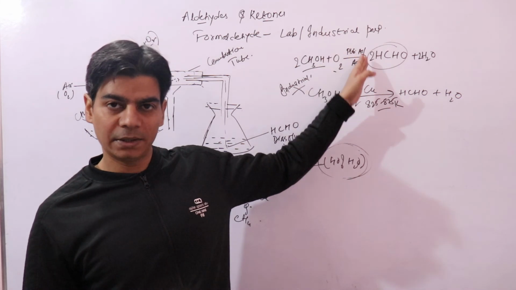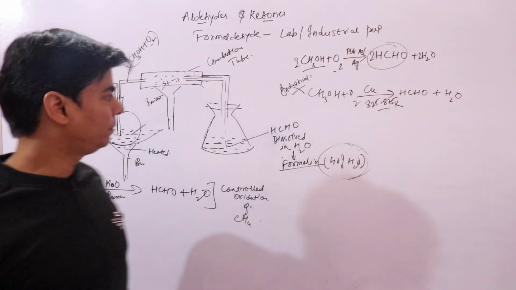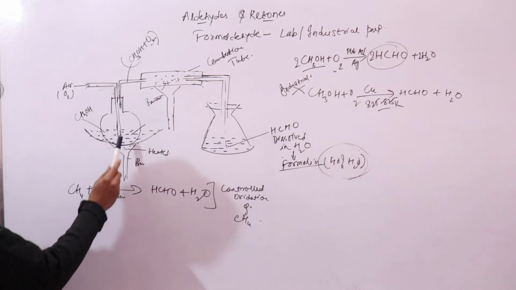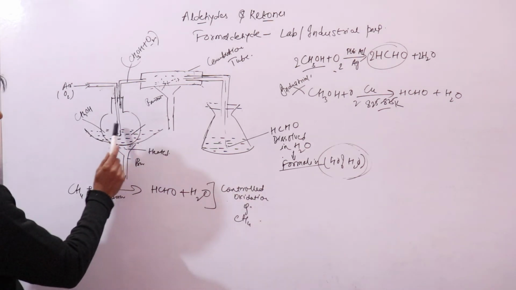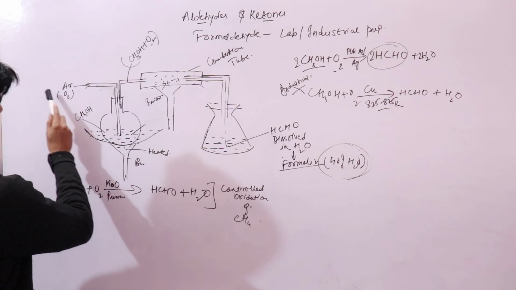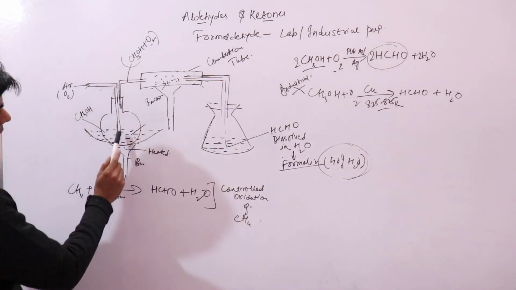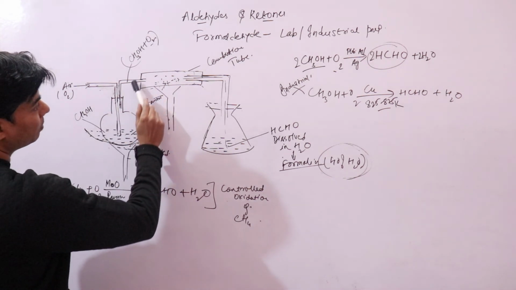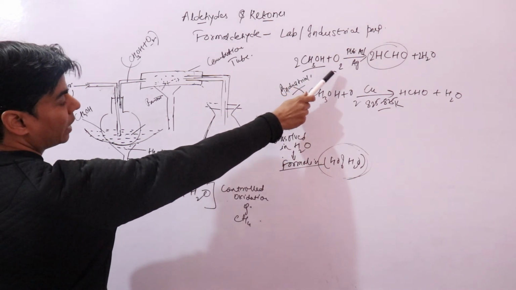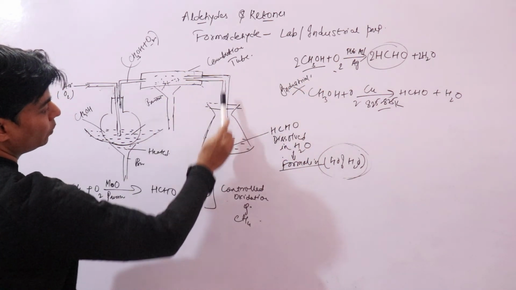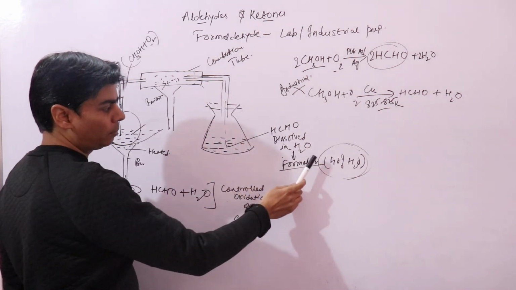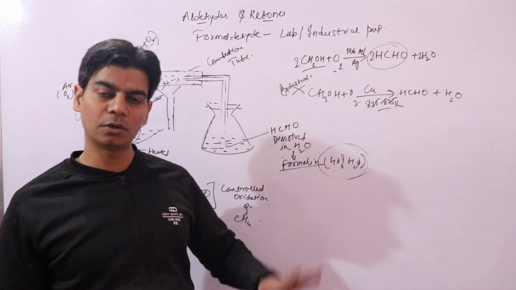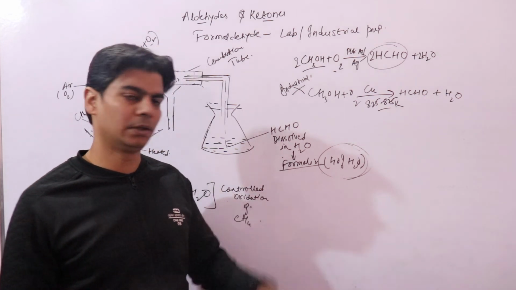In presence of platinized asbestos or silver. Just remember this setup. You have methanol here, which is heated to produce methanol vapors. Air is sucked in from outside via this pipe. When both methanol vapors and air pass into this combustion tube, they get oxidized via this equation to form formaldehyde, which gets dissolved in water here to form formalin. A 40% solution of formaldehyde in water is formalin, right?